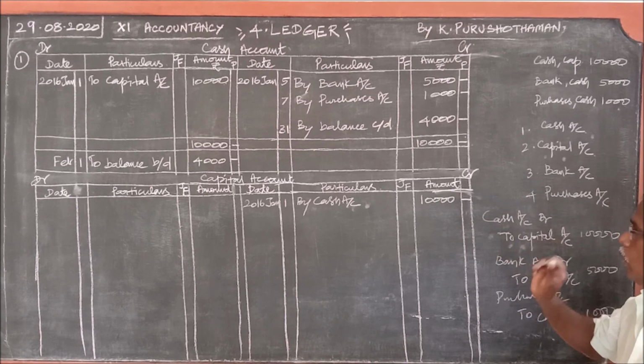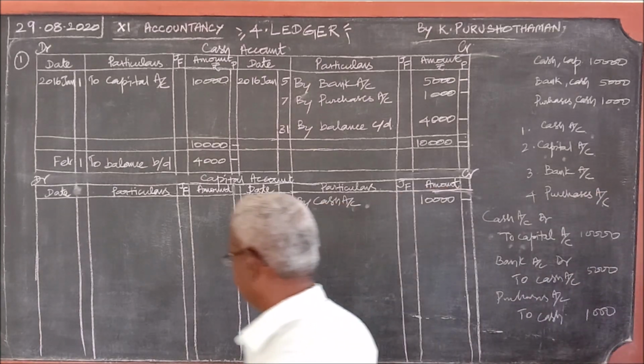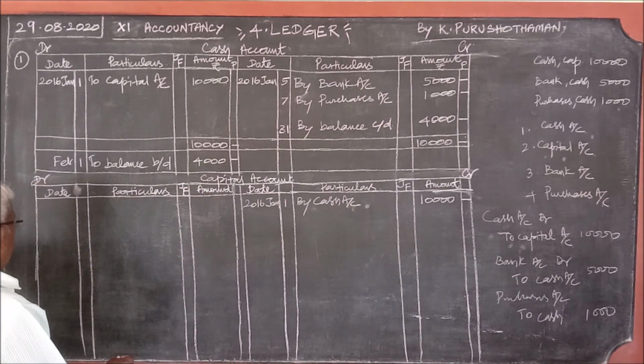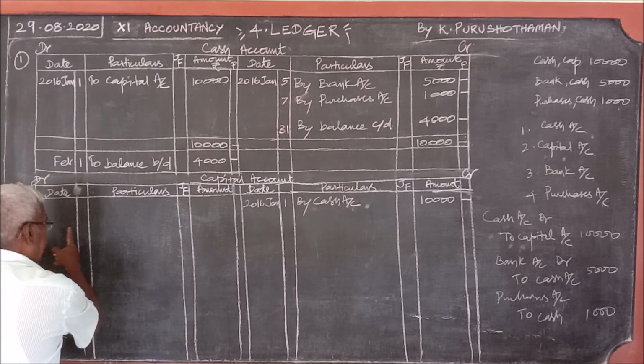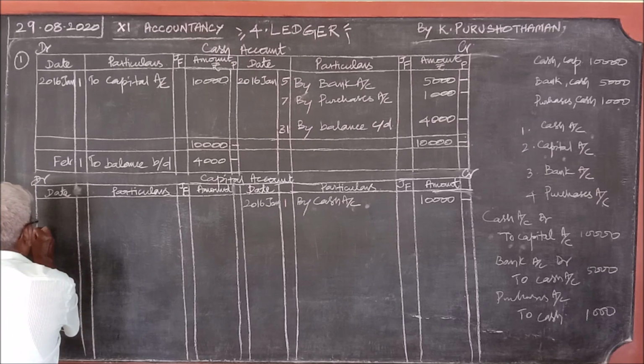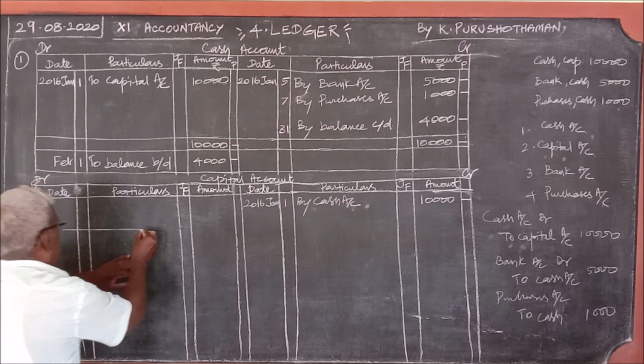In these three journal entries, nowhere else is the capital account found. Therefore, we can close the ledger now. See, the same line is here. Leave a line space and close the ledger.